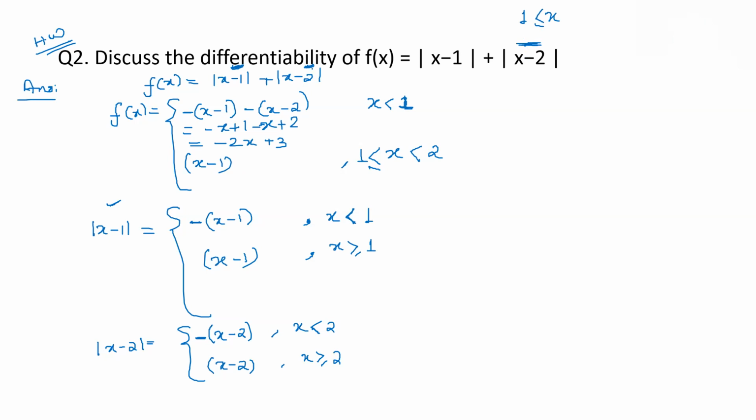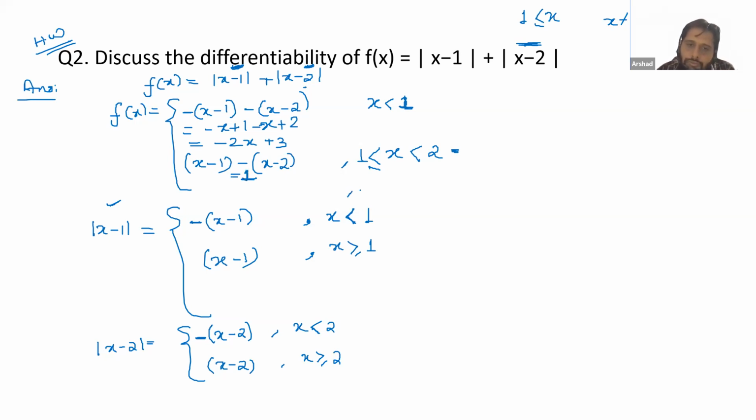Umair, in place of this, what will we write? You are not audible. What's your question? My question is, for this range, what should we write in place of this mod x minus 2? Minus x minus 2. Very, very good. Now open the bracket. So what will you get here? You will get x minus 1 minus x plus 2. x will cancel out. You will get a 1. So here we will write a 1.